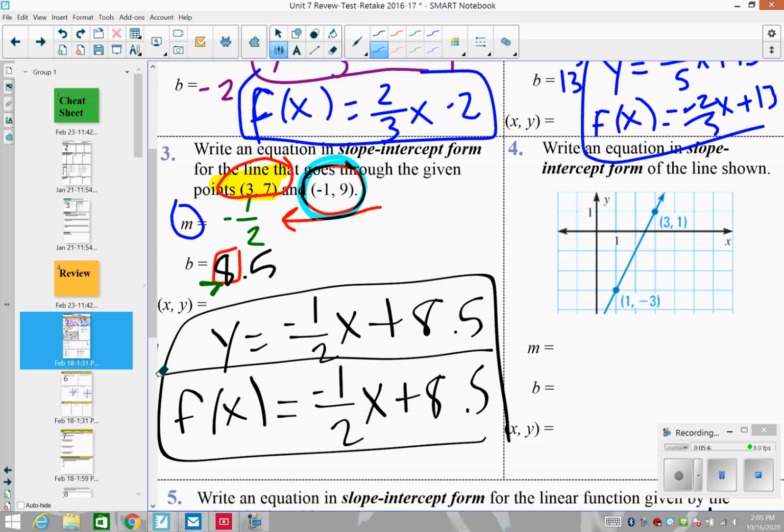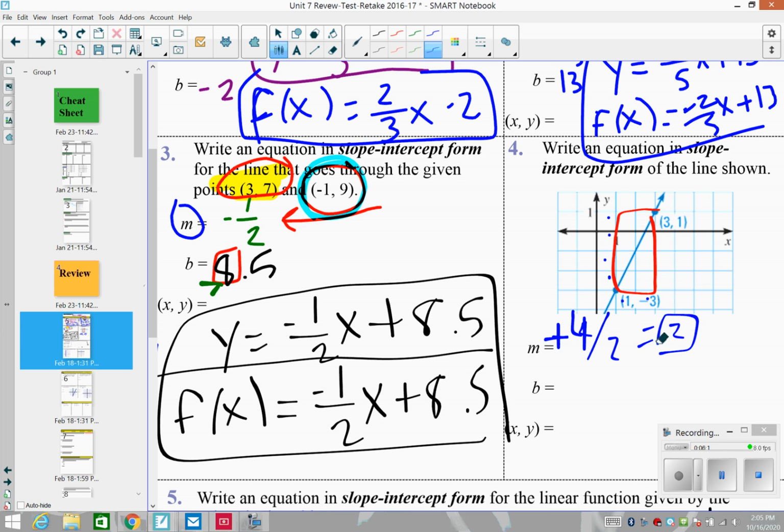Boom. Next problem. Write an equation in slope intercept form of the line shown. So we're going to need a slope. I'm going to use my rectangle method. You pick your method. Looking to be a positive slope because it's an increasing line, putting gas in tank, putting money in bank. 1, 2, 3, 4. That's 4. And a 1, 2. That's 2. So I'm getting a slope of 2.